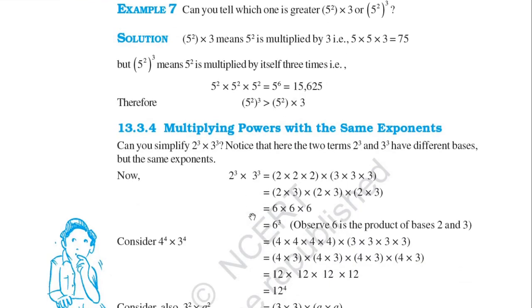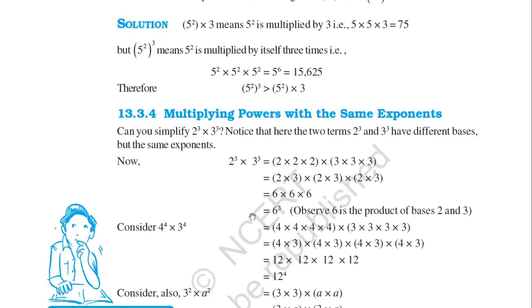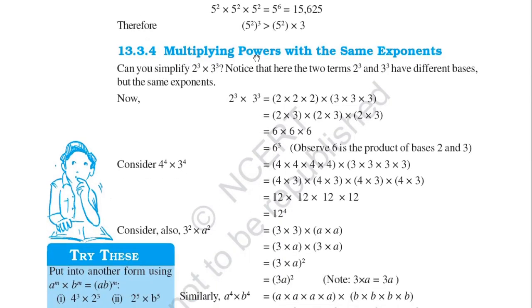So multiply powers with the same exponents. Here the exponents are the same. Can you simplify 2 to the power 3 into 3 to the power 3? Notice that the two terms, 2 cube and 3 cube, have different bases, but the exponents are the same.